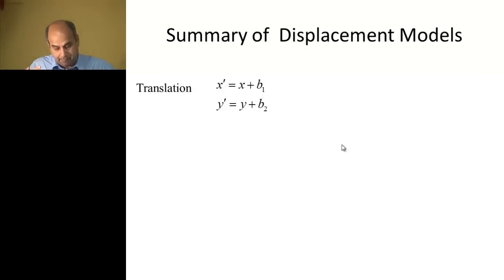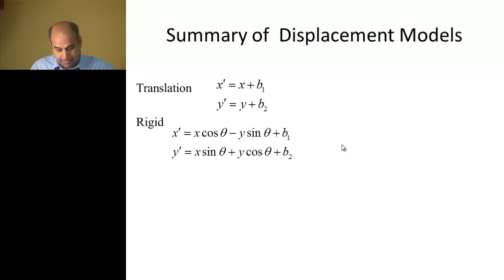So x prime becomes x plus b1, y prime becomes y plus b2. Simple thing, image displacement. Then rigid motion is that translation in x and y, which is b1, b2, and the rotation on the z-axis, the rotation by angle theta, and that's what this is, rigid motion in 2D. These are all 2D motions.